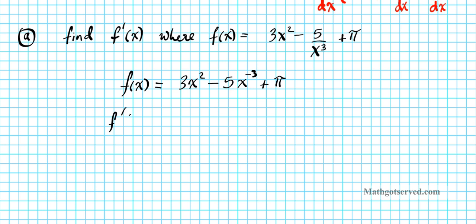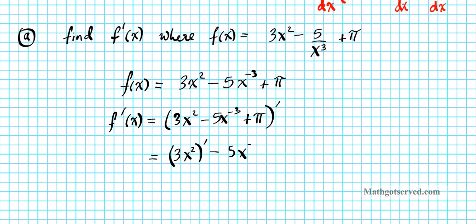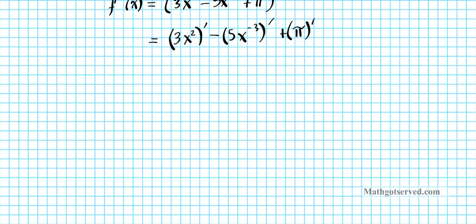Okay, so f prime of x. Now what we're going to do is 3x squared minus 5x to the negative 3 plus pi, prime. So how do you take the prime of the sum and difference of multiple terms? You do term-by-term differentiation. Okay, distribute the derivative to each term since we're only adding and subtracting. So it's going to be 3x squared prime, minus 5x to the negative 3 prime, plus pi prime. Differentiate every single term. All right, so that's how you do it.